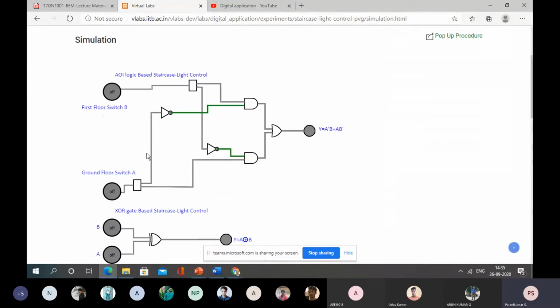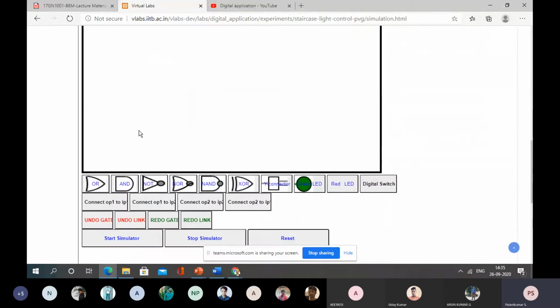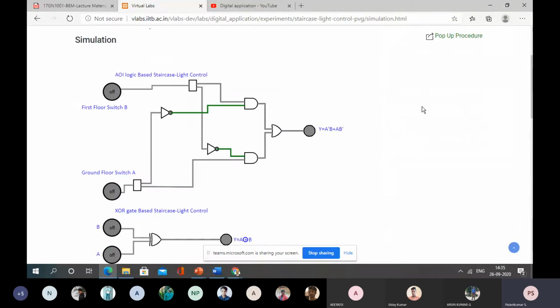So likewise, I am expecting you people to try this. So now after that, what do you have to do? We have to reset it. If you reset it, it will disappear. It will go.